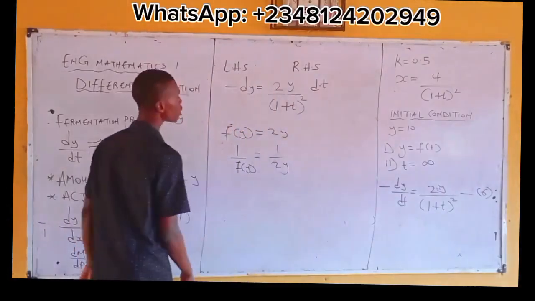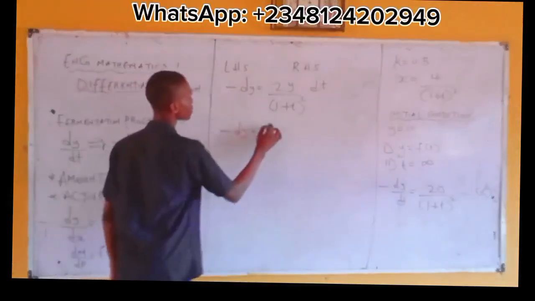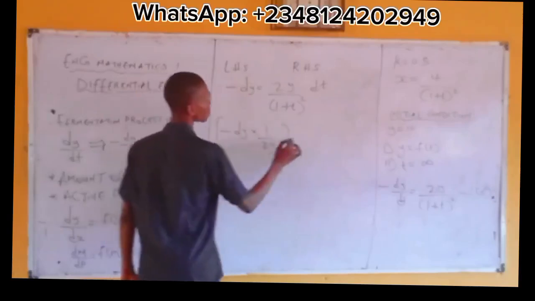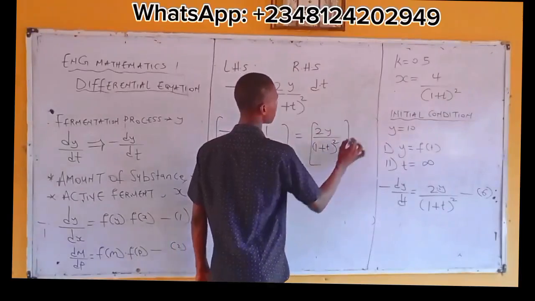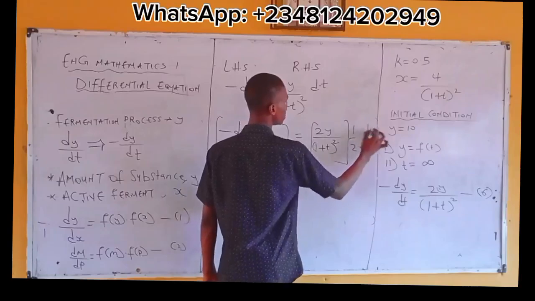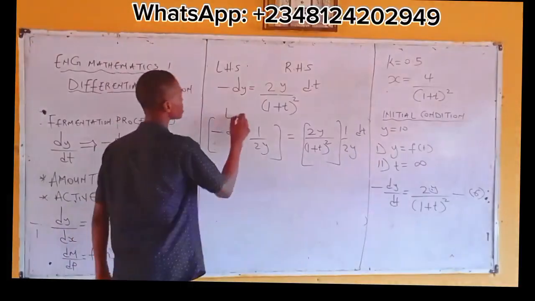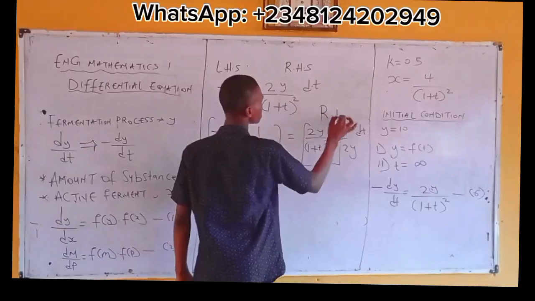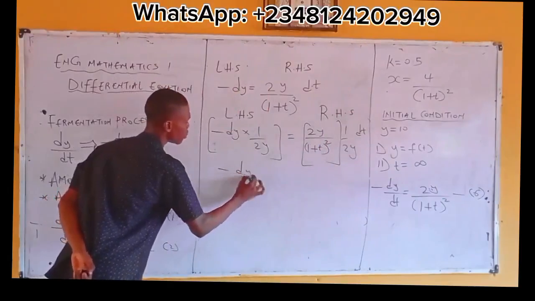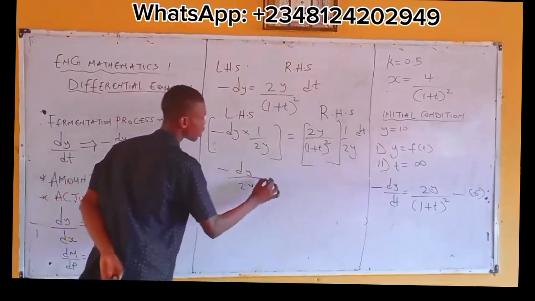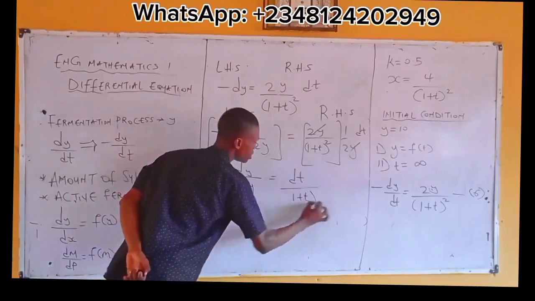Now let's do that. This becomes what? Let's do this together. That will be negative dy multiplied by 1 over 2y, right? Equals 2y divided by 1 plus t all square multiplied by 1 over 2y dt. Any question? This is the left hand side. Let's do this together, please. This is the right hand side. From this left hand side, what do I have? Negative dy over 2y equals, this guy cancels out, right? I have dt over 1 plus t all square.